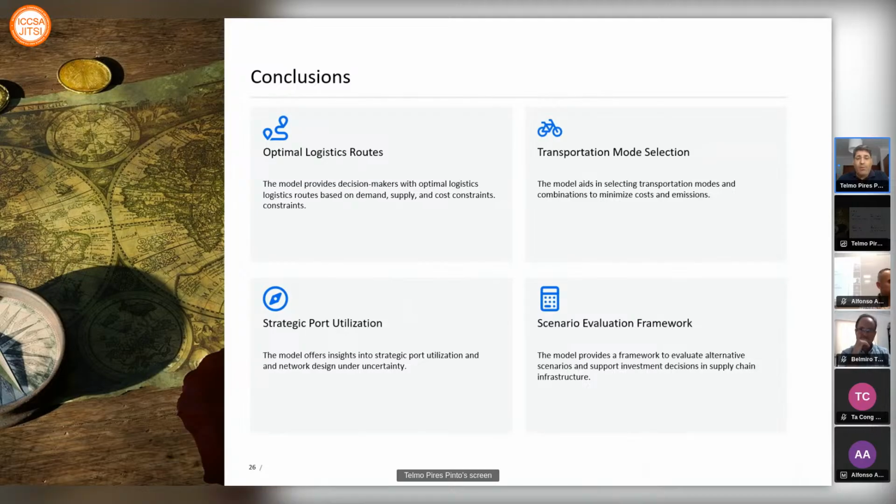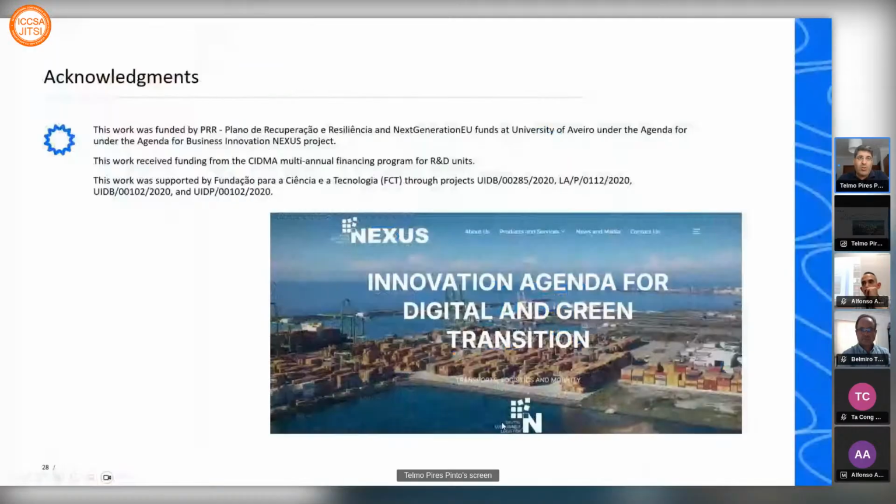And third, it offers insights into strategic port utilization and network design, especially under uncertainty conditions, enabling more resilient supply chain planning. Finally, the model includes a scenario evaluation framework that allows users to assess alternative strategies and make informed investment decisions in supply chain infrastructures.